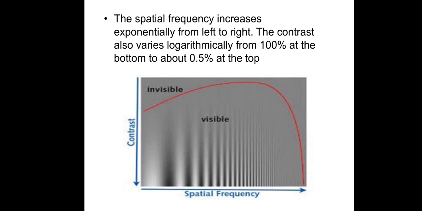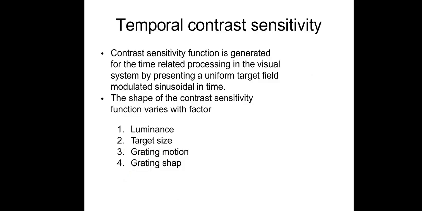So spatial frequency increases exponentially from left to right, as you can see in the image. The contrast also varies logarithmically, from 100% at the bottom to about 0.5% at the top.